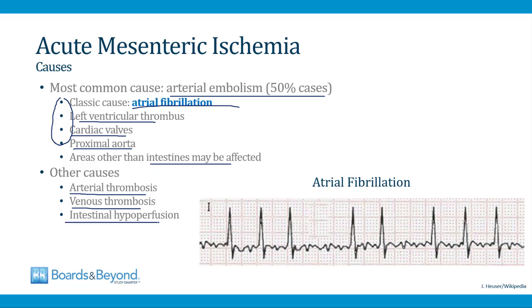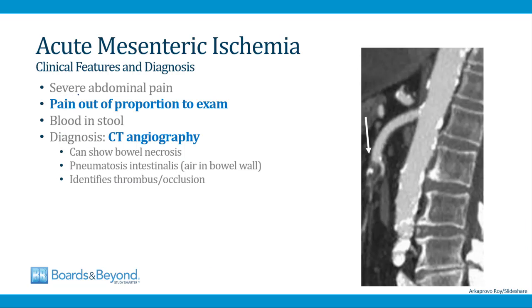Acute mesenteric ischemia causes severe abdominal pain, but the pain will be out of proportion to exam. So, for example, the patient will say, I have excruciating belly pain, but when you press on the abdomen, you can't elicit any pain. That's pain out of proportion to exam. And because of these features of mesenteric ischemia, it's unfortunately often missed. People think that the patient is exaggerating their pain, when in fact they have small bowel ischemia.